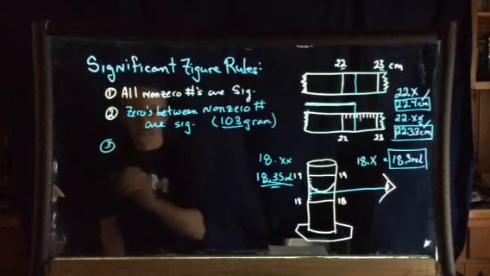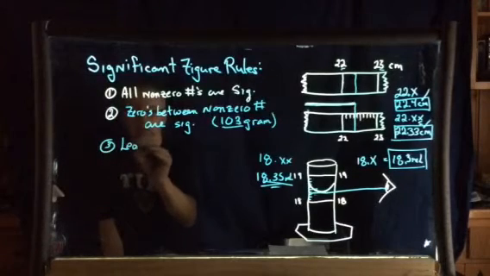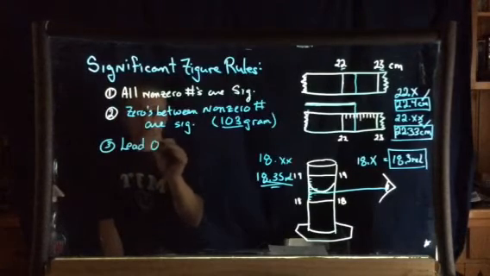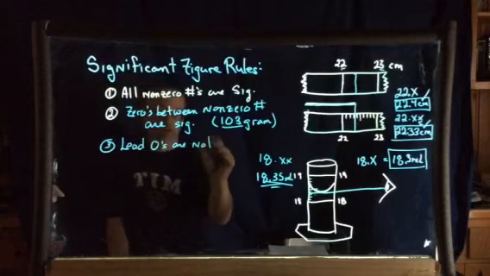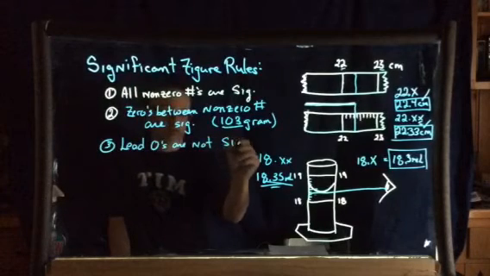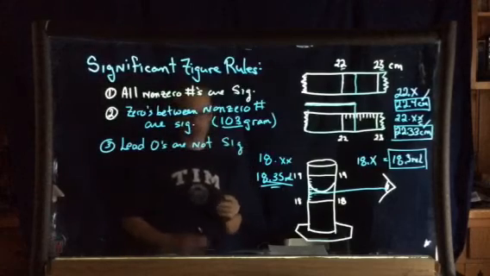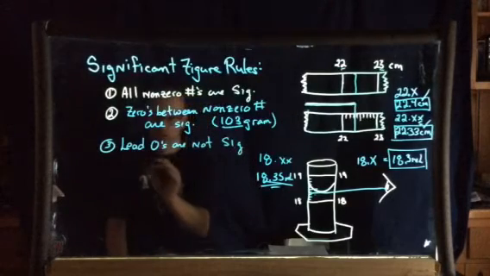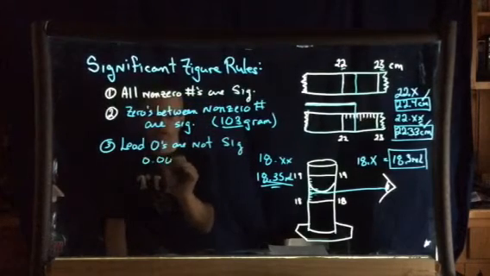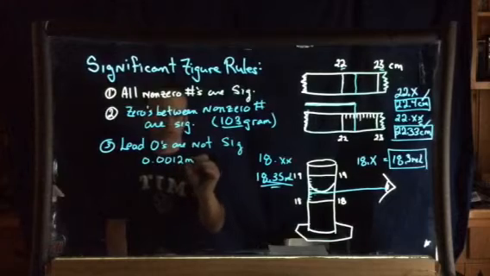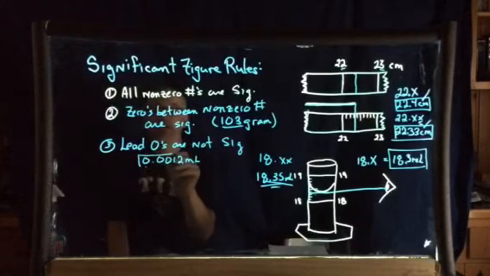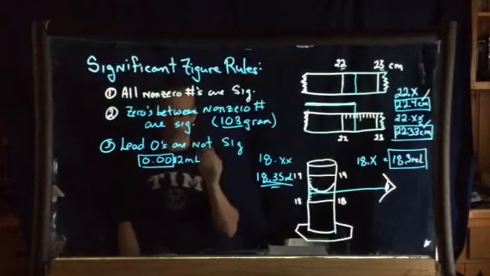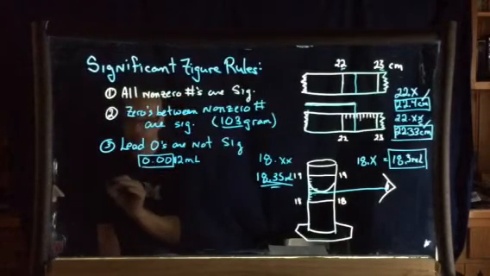Rule number 3, leading zeros are not significant. They are just placeholders. So when I have 0.0012 milliliters, these zeros are the leading zeros. They are not significant, so there's only 2 significant figures.